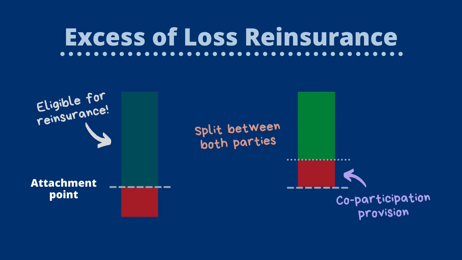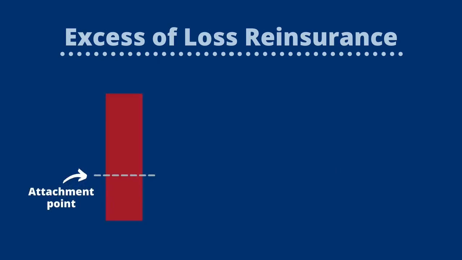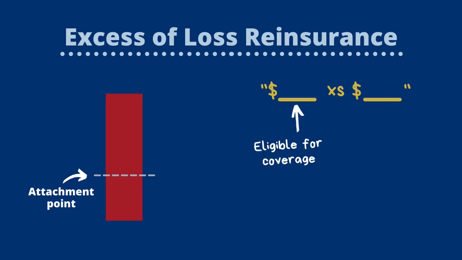Now, the policy terms for an excess of loss agreement are usually expressed in shorthand, where it says a dollar amount, and then the letters XS, which stands for excess, and then another dollar amount. The first dollar amount tells you how much of the claim is eligible for reinsurance, so it refers to this portion above the attachment point. If, for example, the first blank said $100,000, that means the first $100,000 of the claim that goes over the attachment point would be eligible for coverage under the reinsurance policy.